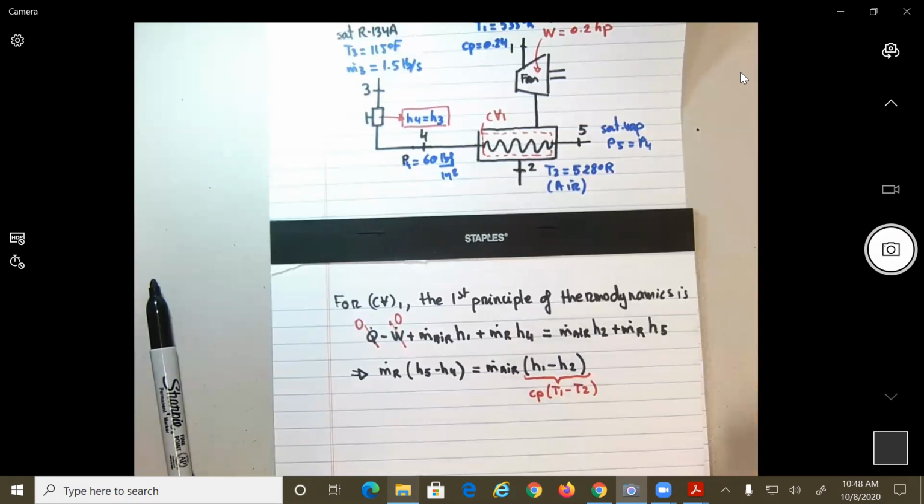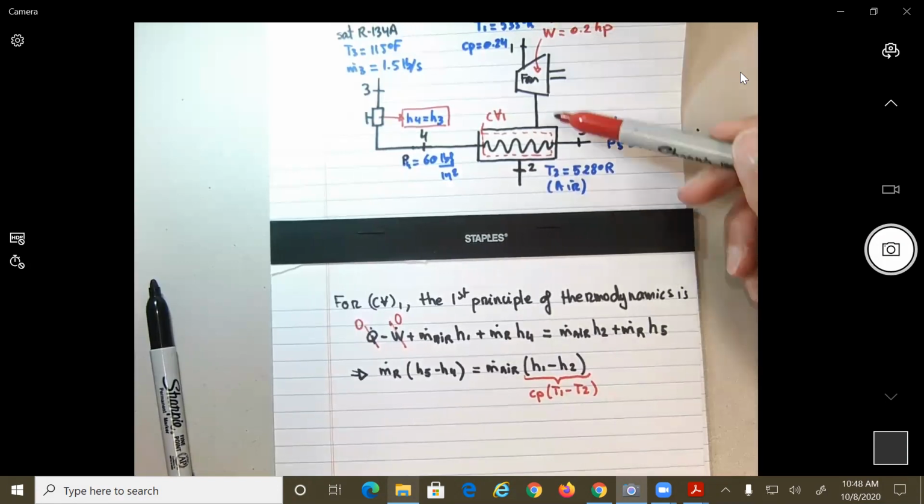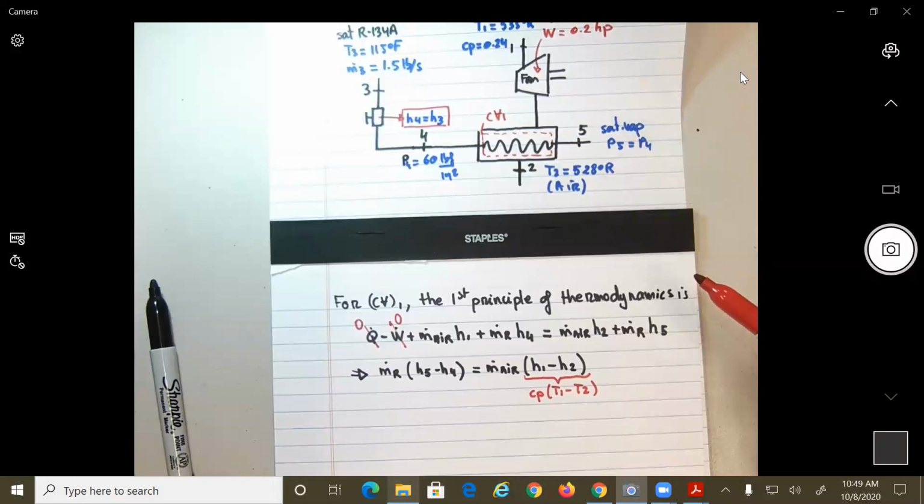Cp T1 over T2, no? So this is the part where they say to use the ideal gas relation. They give you T1 and they give you T2 actually. So I don't know why they give you the power of the fan. I don't think it's used for anything, but anyway.